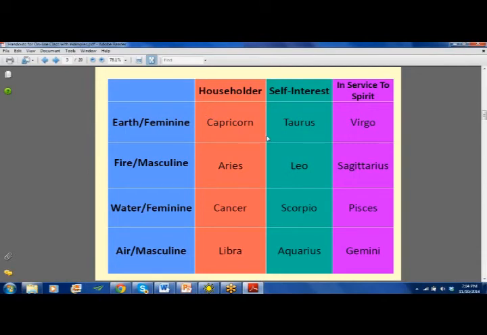Here's a chart that is in your handout that shows how each sign lines up. Capricorn is earth and feminine. Earth signs are feminine: Capricorn, Taurus, Virgo are the earth signs. Householder signs are Capricorn, Aries, Cancer, Libra. This is a way so you can see how they all line up. Taurus is self-interest, earth. Leo is self-interest, but it's fire.